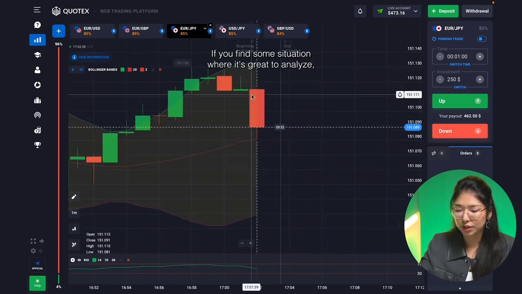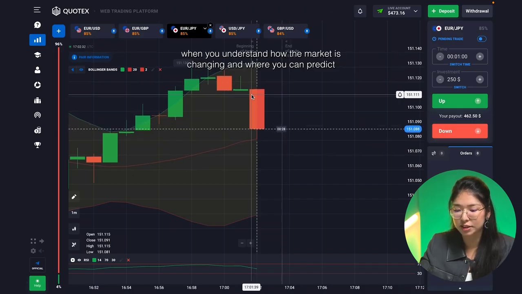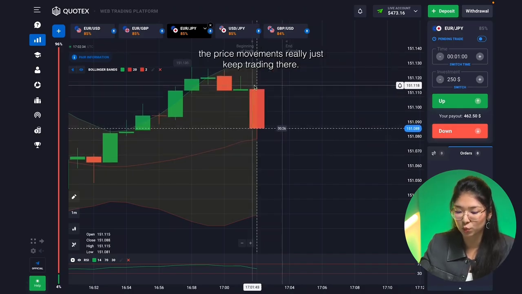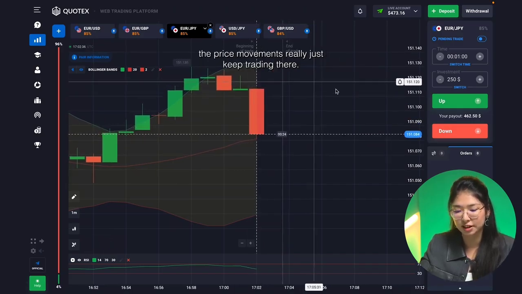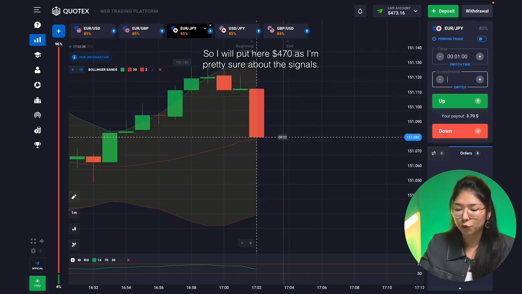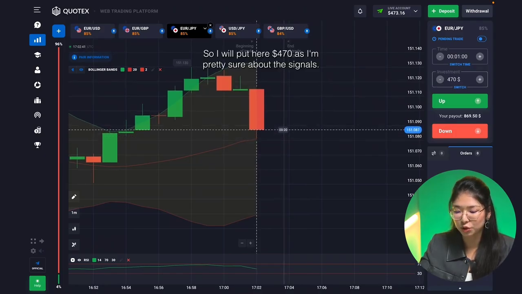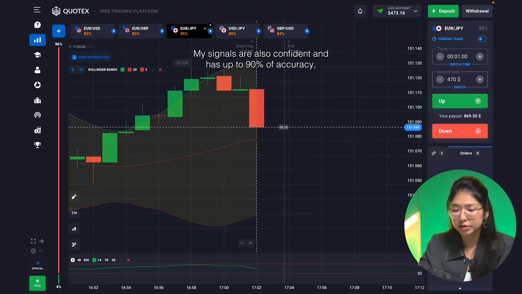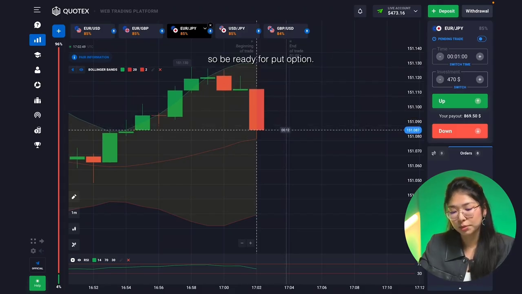It's great to analyze when you understand how the market is changing and where you can predict the price movements. Really, just keep trading there. I will put here $470, and I'm pretty sure about the signals. My signals are also confident and have up to 90% accuracy. So be ready for a put option.